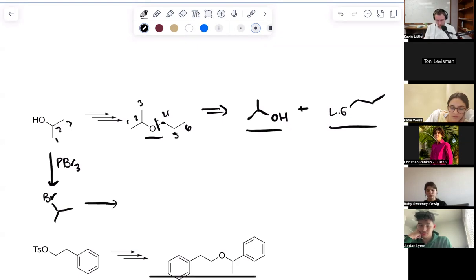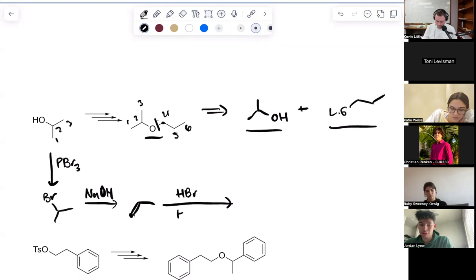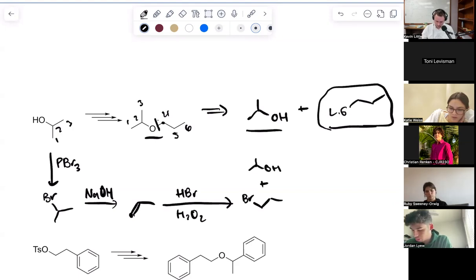It's a secondary. Both sides are the same. It does not matter what base I use. I'll just use sodium hydroxide. I get this. Then I need to do an anti-Markovnikov addition for a leaving group. Again, it doesn't matter. I can use HBr, H2O2 to get here, which matches the description of what I was going for. So now I still have this starting material. I can add these together with some base, and I get my product.